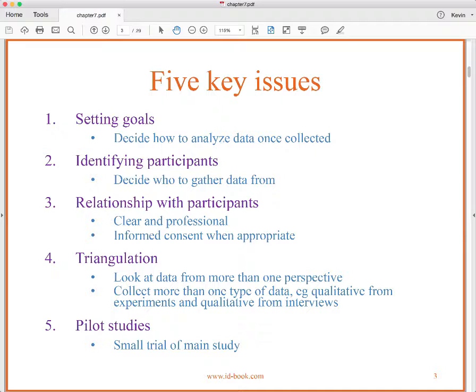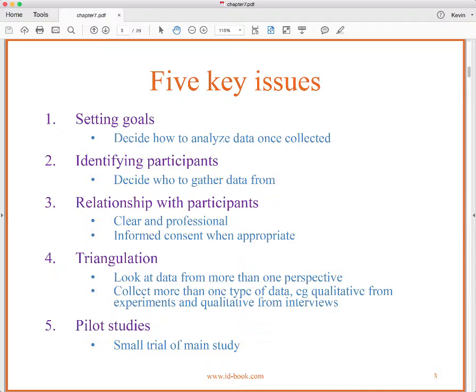Pilot studies. A pilot study is a small trial for a main study, and this is really so important. It's really important to test whatever we're doing. So if we're going to be interviewing individuals, if we're going to be interviewing groups, if we're going to have a survey, if we're going to do observation, it's really important to, one, take all the preparation that they talk about within the chapter, but two, have a test run so that you get some feedback.